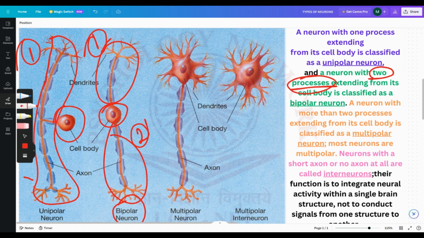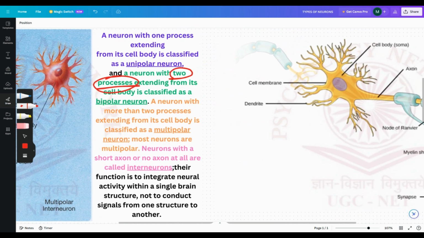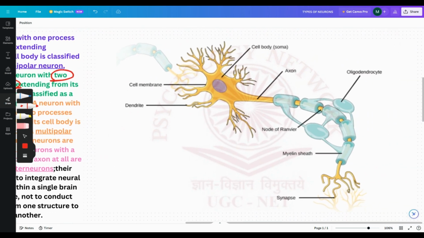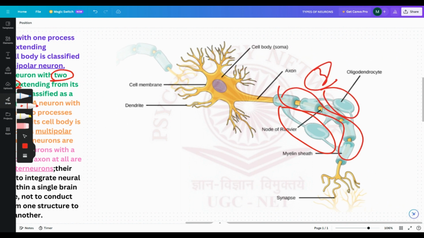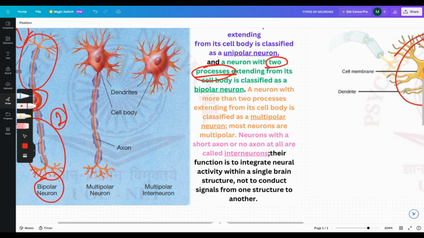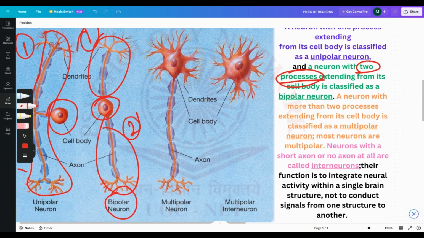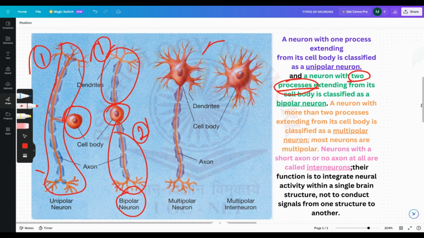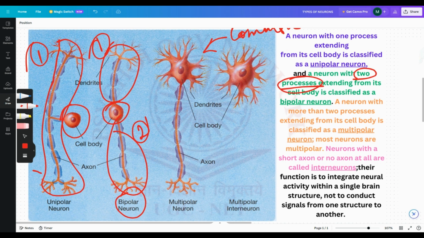For the multipolar neuron, they are saying more than two processes must be extending. I would show you a better diagram of multipolar. See here, it's one, two, and three. Three processes are extending from the cell body. This is the cell body. That is why we are calling it multipolar. And this is the most common. If the question comes, which is the most common form of neuron, it would be your multipolar neuron.